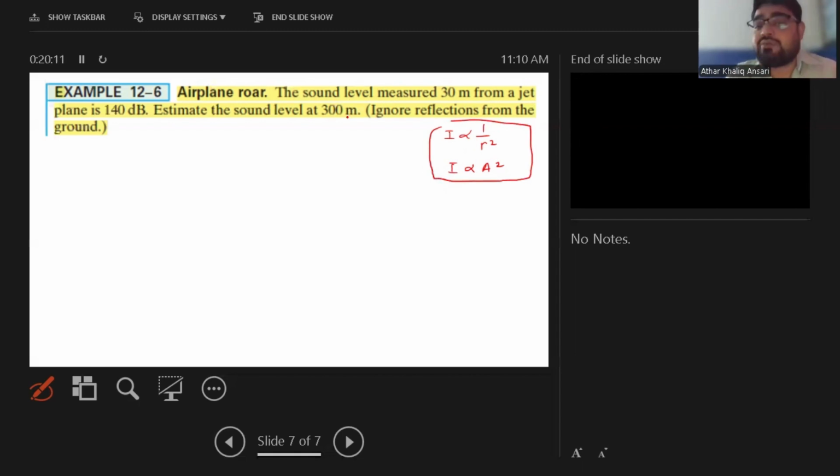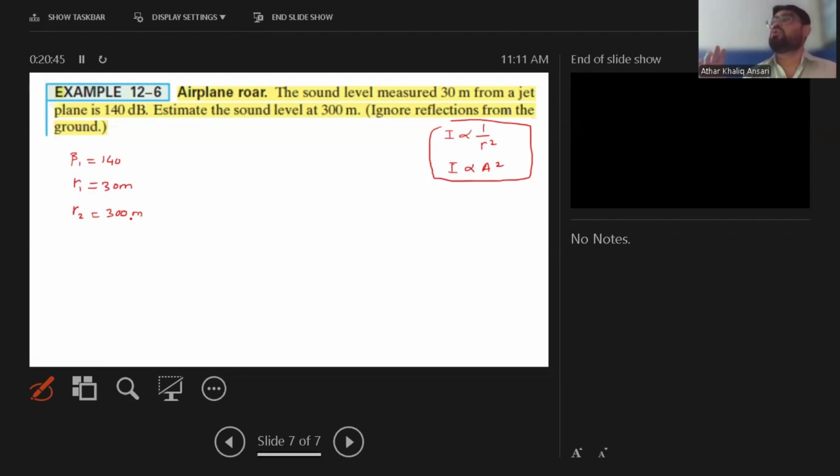If you are 30 meters away from a jet plane, its sound level is 140. So beta 1 is 140 when the distance R1 is equal to 30 meters. Now the distance increases from 30 to 300 meters. It means you are going 10 times farther from the source, so automatically the sound level should decrease.